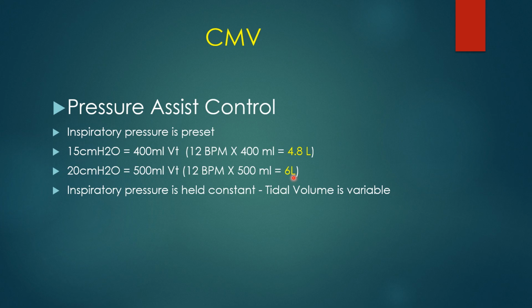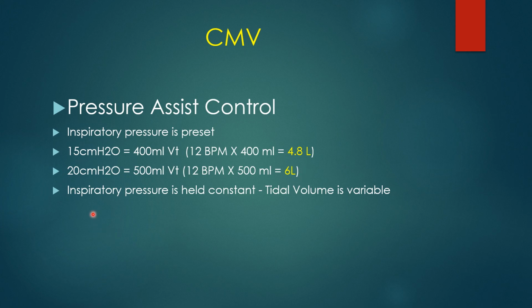Remember our other patient who was getting 12 breaths per minute, 500, 6 liters a minute, but he was in volume control, not pressure control. So which one is better? Well, they're both the same. If the minute ventilation is 6 liters a minute, it doesn't matter whether we're using pressure or volume to deliver that breath. The minute ventilation is going to be 6 liters per minute.